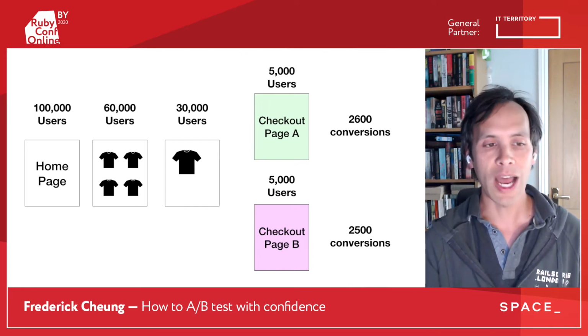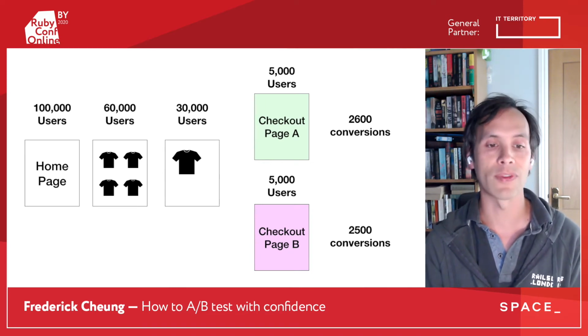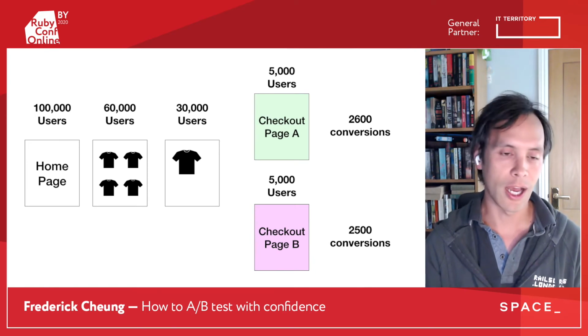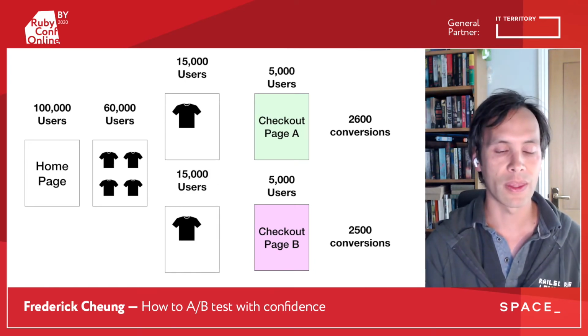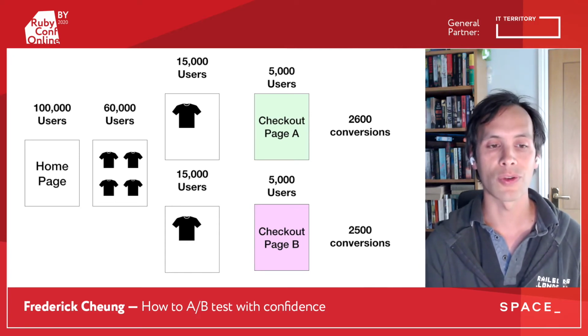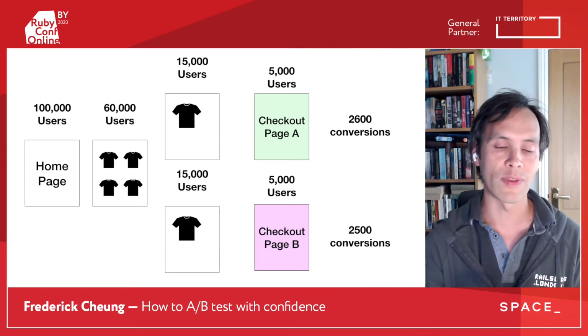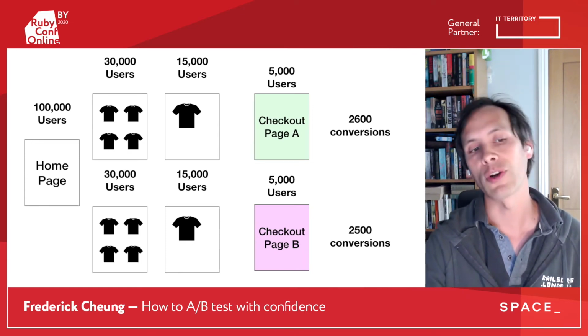So you might think, well, what happens if instead of putting people into the two groups and measuring the test on these 10,000 users, I started the test earlier on? You could say, well, I've got these two groups, and they went to the product page. Each of these 15,000 users saw the same thing. And I can keep on going back like this.